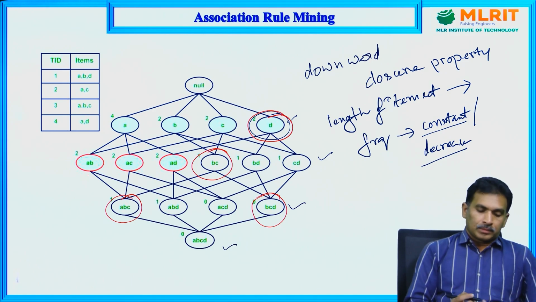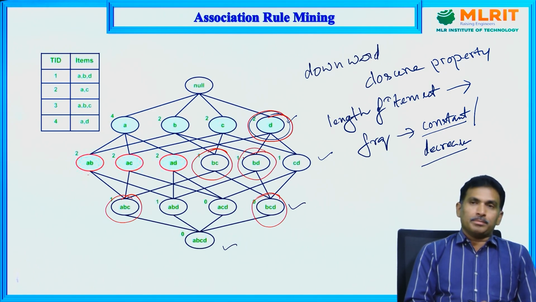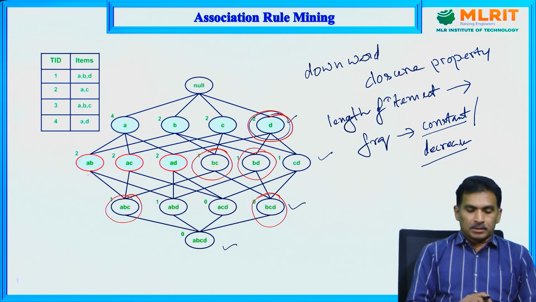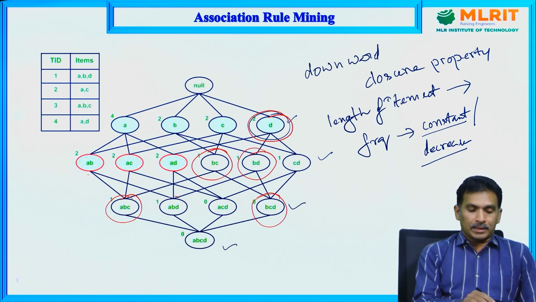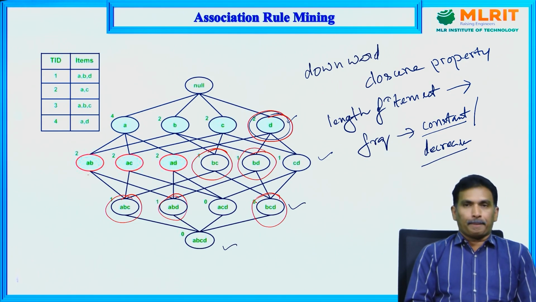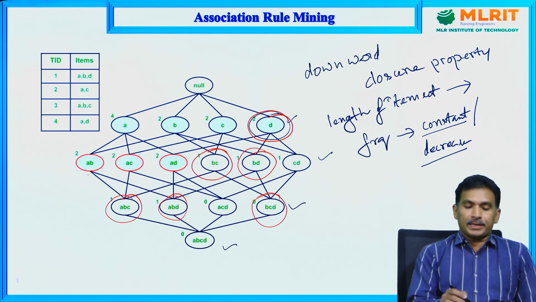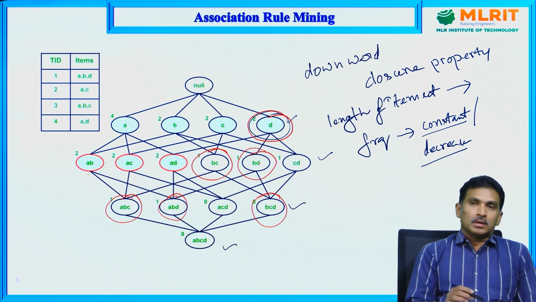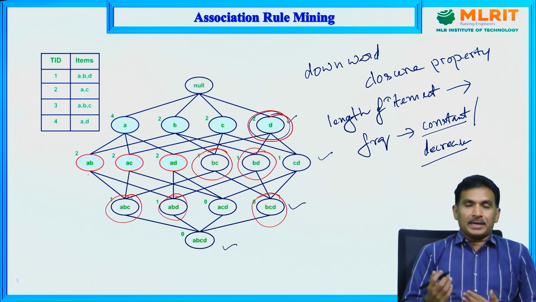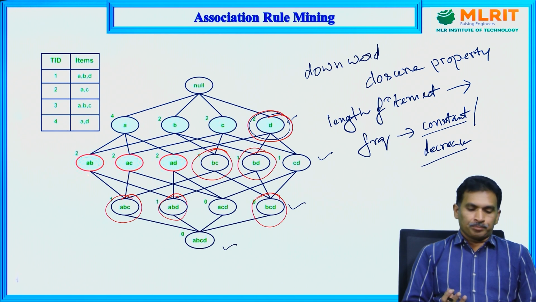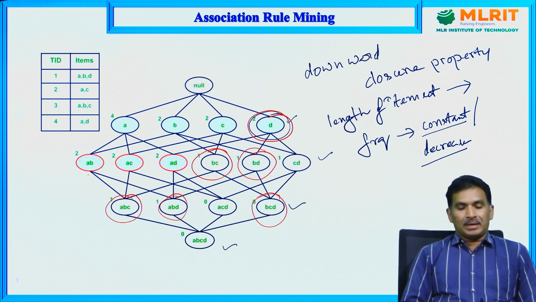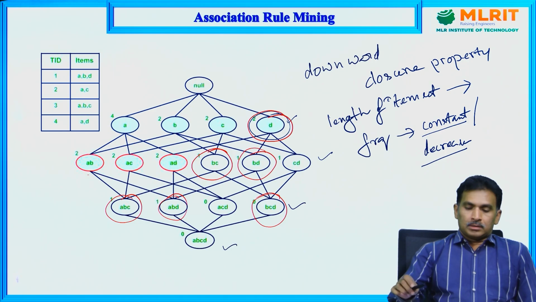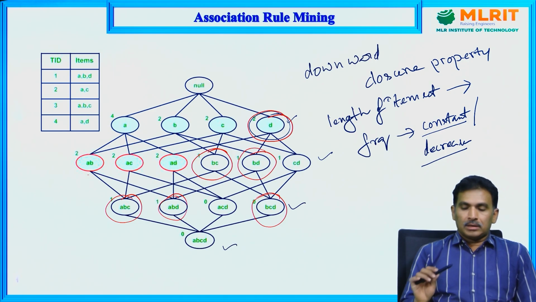Similarly, BD is also an infrequent item set. So no need to check its supersets like ABD, BCD, etc. That means we stop generating the supersets of the item set BD. If any item set is identified as infrequent, then no need to verify its supersets, because when the length of the item set increases, the frequency would remain constant or decrease. That is the way we could reduce the search space drastically.